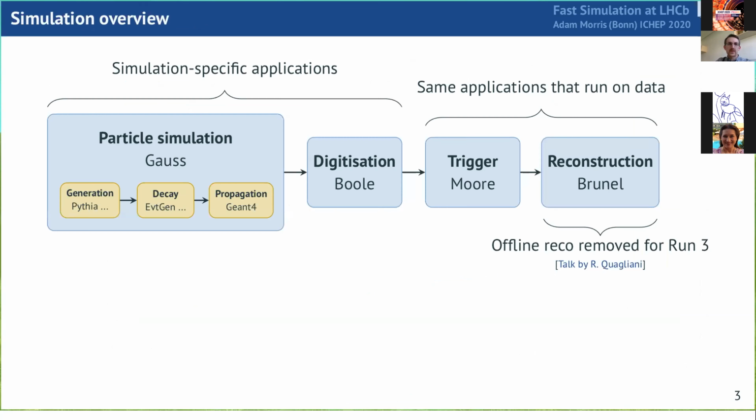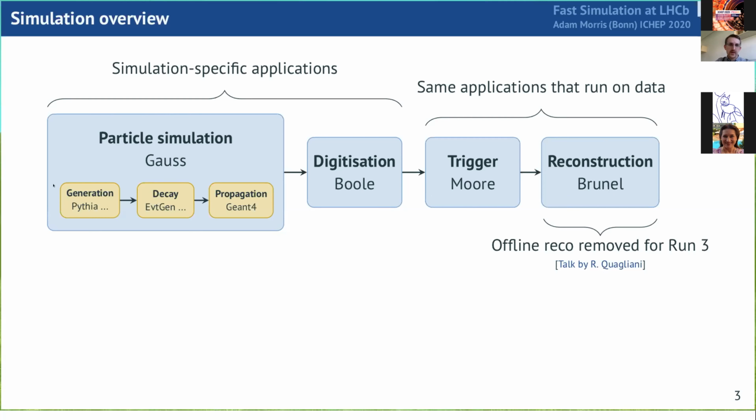So for an overview of simulation at LHCb, you'll often see diagrams of this form. We can talk about the applications that we run. We have one called Gauss and one called Boole. Gauss does the particle simulation and Boole does the digitization. Then the samples are passed off to Moore and Brunel, which run the trigger and reconstruction, which also run on data. Brunel will be removed for run 3, and there is a talk about this by Renato there.